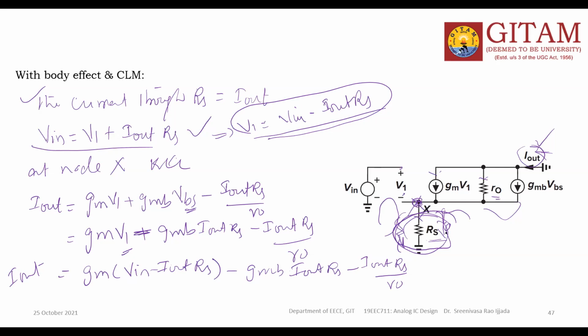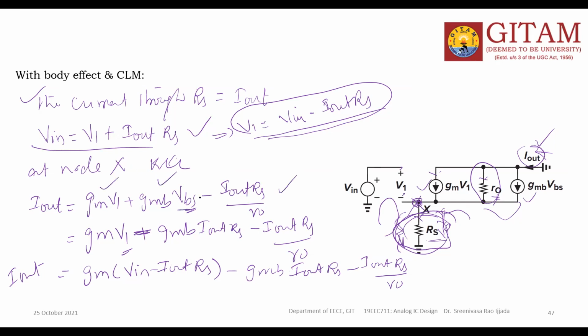Now this is the current. You can write this current directly. This current is minus Vx by R naught. What is the minus Vx? Minus Vx is nothing but the voltage drop across Rs, which is Iout into Rs. So that minus gets cancelled and it becomes plus. Okay, that is this term.